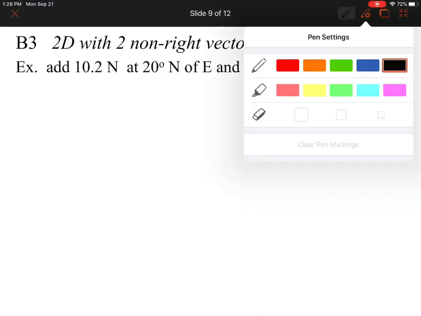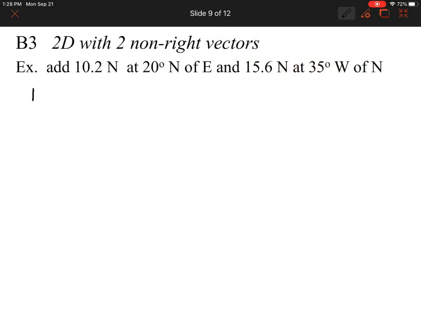Well, I'm going to start by drawing the north, south, east, west, and then I'm going to draw my vectors on there. The first one was 10.2 newtons at 20 degrees north of east. What is north of east? Well, if we have 20 degrees north of east, you start east and go up from there. So it'll look something like that, where that's my 20 degree angle, and this is your 10.2 newtons.